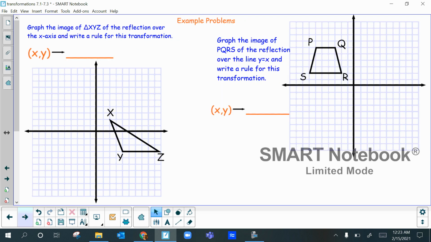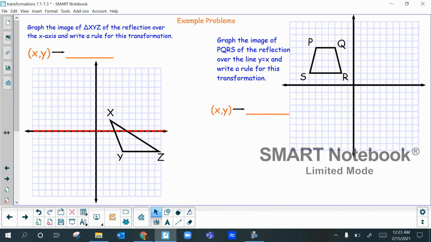Let's try a different type of reflection, a different type of transformation. So this one says reflect it over the x-axis. Okay, so the first thing that you want to do is you want to draw the line of reflection. Okay, so there it is. Let's make it red just so it stands out.